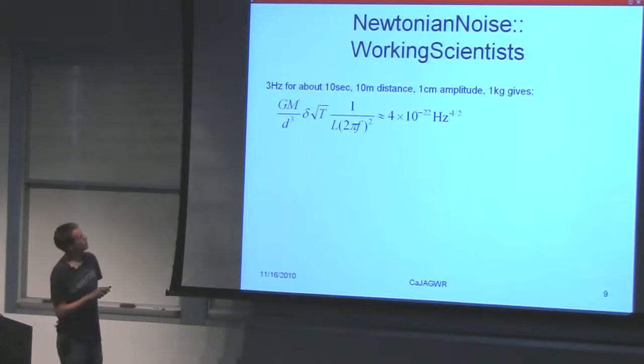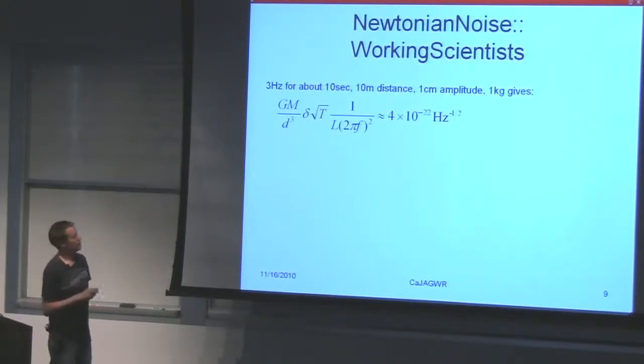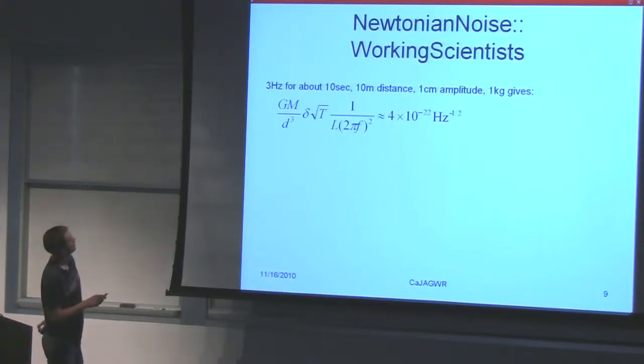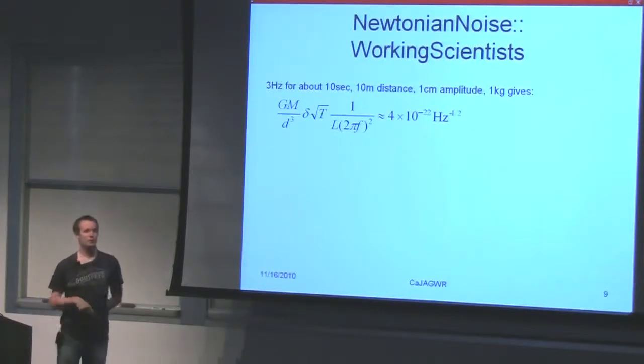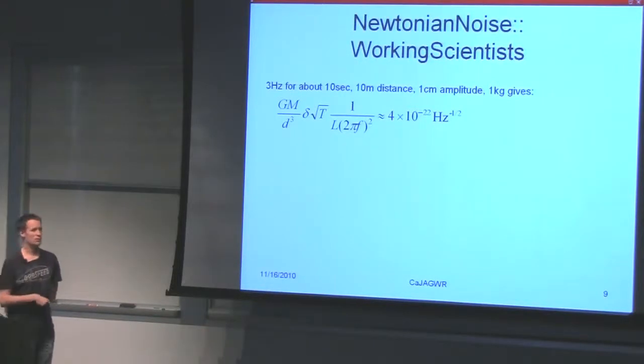Another source is a working scientist. Now, you can make simple calculations. If you think about some 3 Hertz vibration of a scientist for a while, just 10 meters from the test mass, with just 1 centimeter amplitude, and just 1 kilo of the body mass being moved by this, then you already get a strain of 10 to the minus 22, which is much stronger than the 10 to the minus 24 that we can actually see with these detectors.